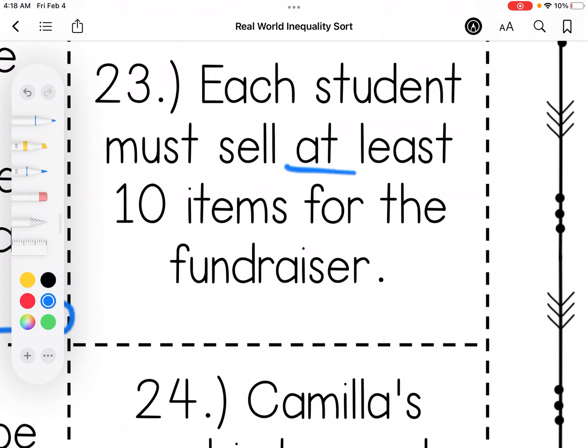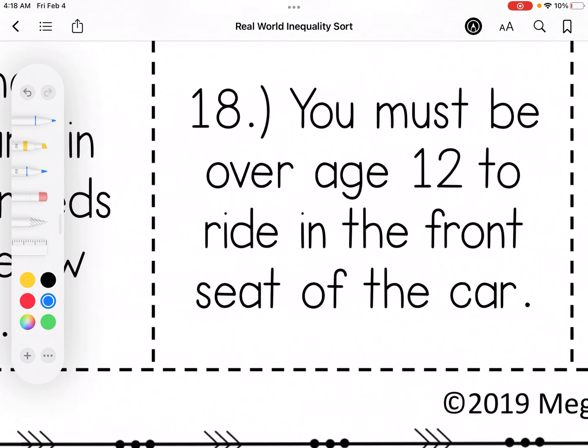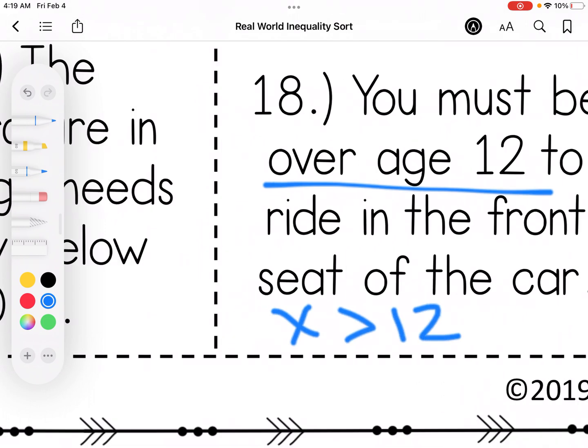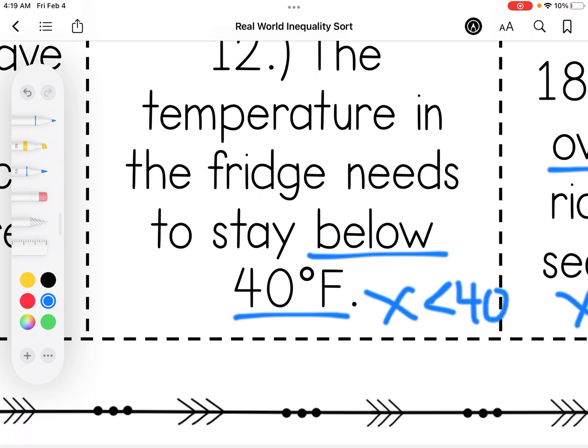Each student must sell at least 10 items for the fundraiser. So you can sell more than or equal to 10, but no less. Camilla's goal is to read more than 4 books each month. So that's greater than 4. Not 4, but more than 4. You must be over the age of 12 to ride in the front seat. So you can't be 12. You have to be older than 12. The temperature in the fridge needs to stay below 40. So it can't be equal to 40. It has to be less than 40.